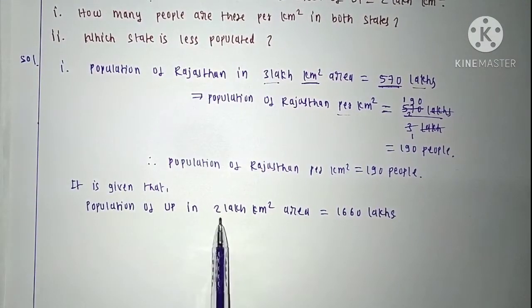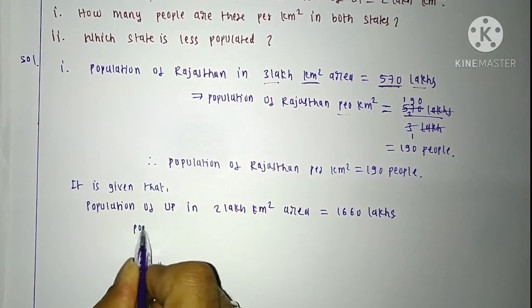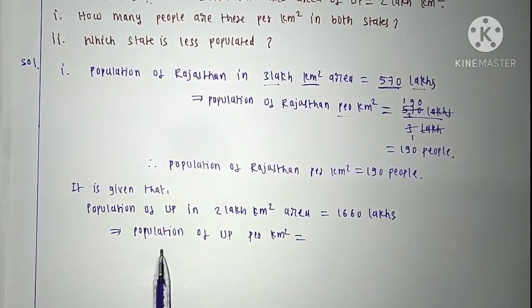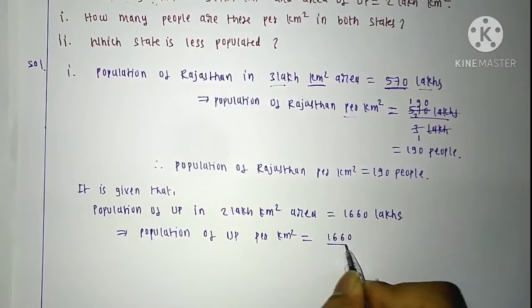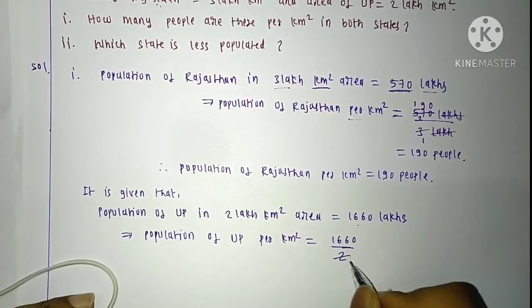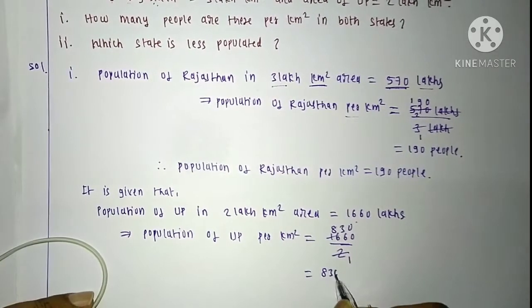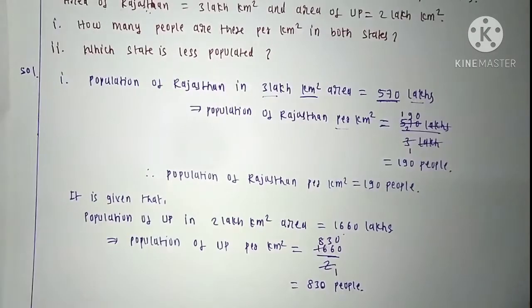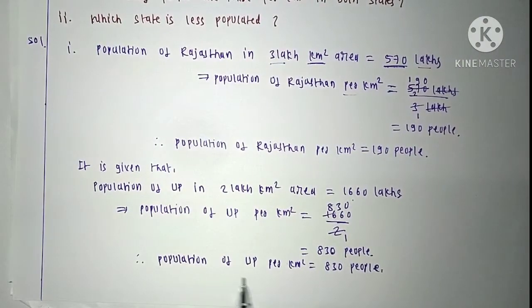Also given that the population of UP in 2 lakh kilometer square area is nothing but 1660 lakh. So what do we need to find? We have to find the population of UP per kilometer square, so you divide this by this. So here 2 ones are 2, 2 8s are 16, 3s are 0. So what did we get here? We got 830 people. So we can conclude that the population of UP per kilometer square is equal to 830.